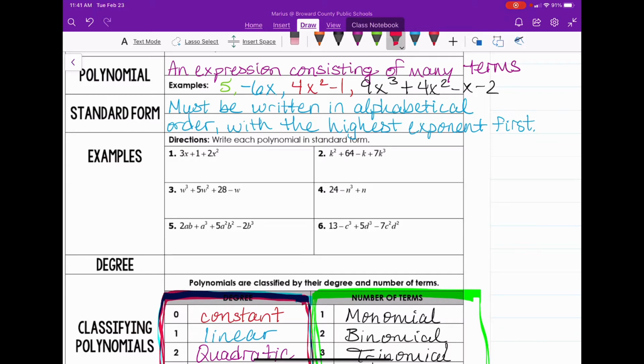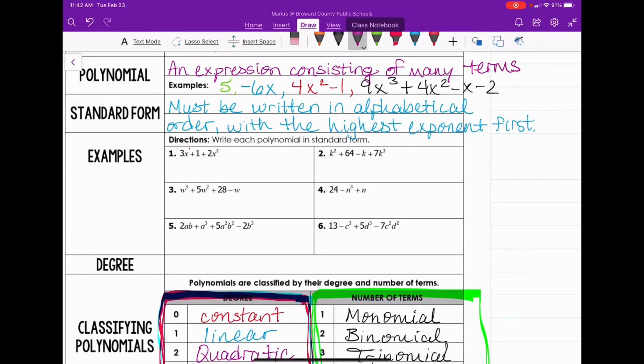Now, standard form. A standard form of a polynomial must be written in alphabetical order with the highest exponent coming first, okay? So it has to be in alphabetical order, and the largest exponent must be the first term, all right? So let's take a look at these examples here. For example, number 1 says 3x plus 1 plus 2x squared. Right now it's not written in standard form because the term with the largest exponent is not first. And then you go in order from there, all right?